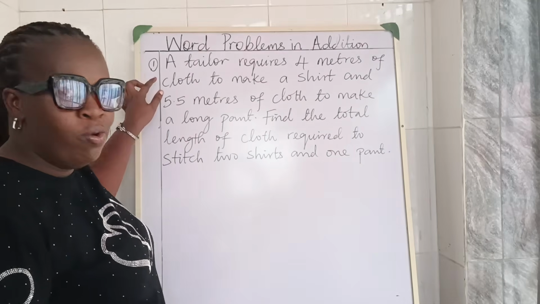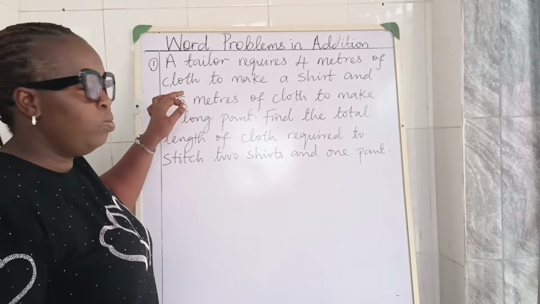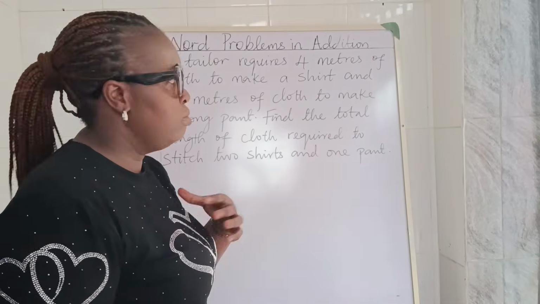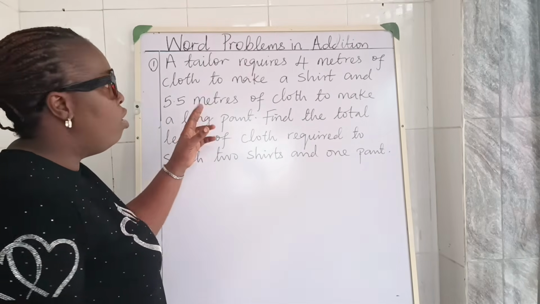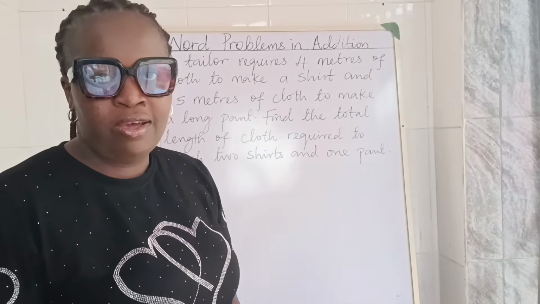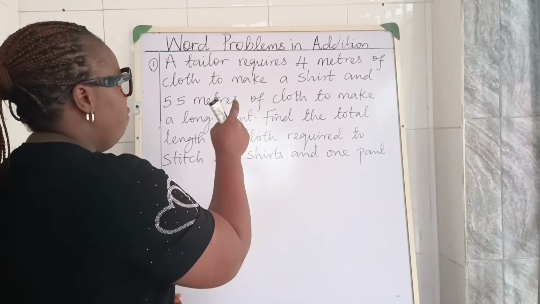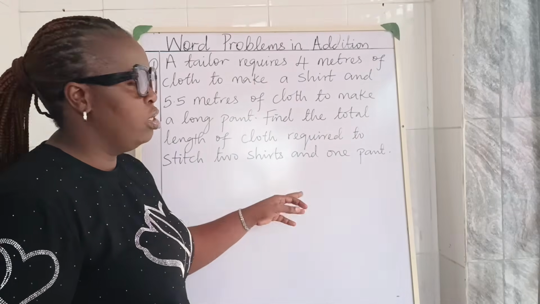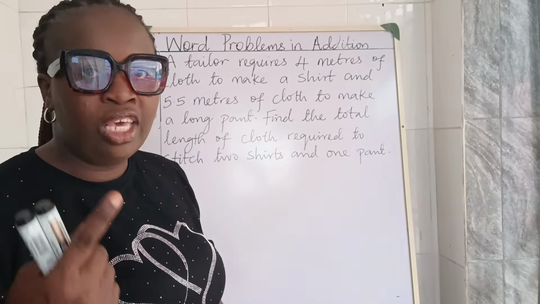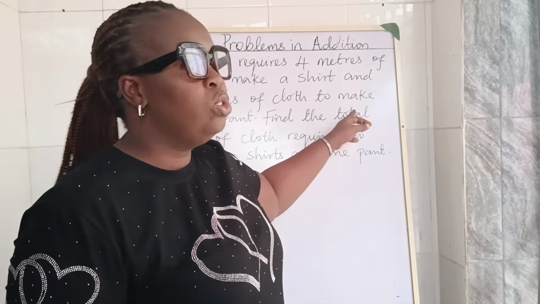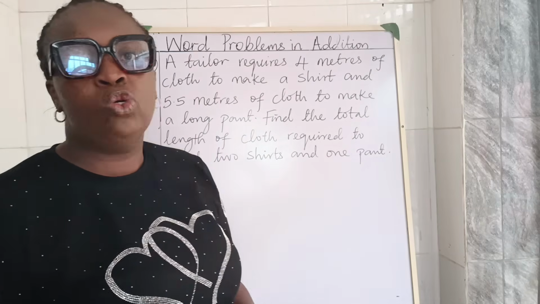We have number 1. A tailor requires 4 meters of cloth to make a shirt and 5.5 meters of cloth to make a long pant. When we talk of long pants here, we are referring to trousers. Now the question says, find the total length of cloth required to stitch 2 shirts and 1 pant. Remember, one of the key words for addition we say is what? Total. Now they are asking you to add.